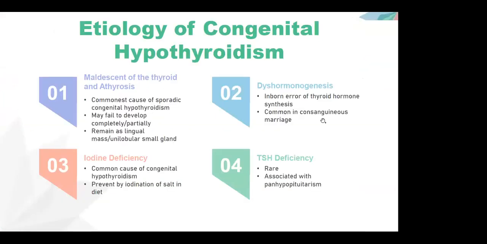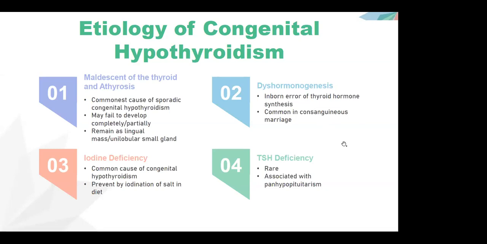So next, the causes of congenital hypothyroidism can be divided into four, which are maldevelopment of the thyroid, or thyroid dysgenesis, dyshormonogenesis, iodine deficiency, and also TSH deficiency. Thyroid dysgenesis is the commonest cause of sporadic congenital hypothyroidism. In this case, the thyroid gland may fail to develop completely or partially. It also may be due to the thyroid gland remaining as a lingual mass or a unilobular small gland.